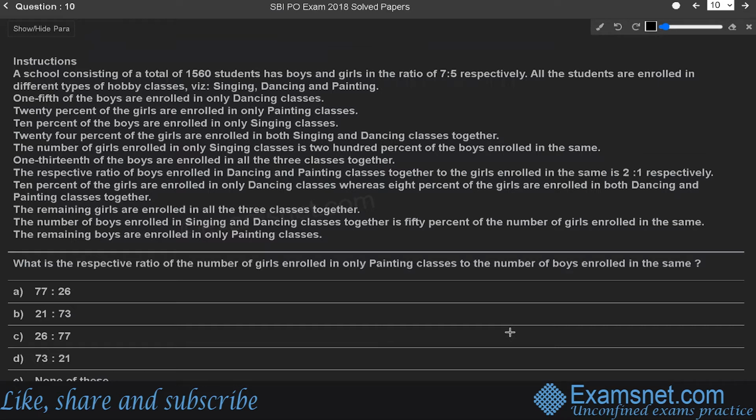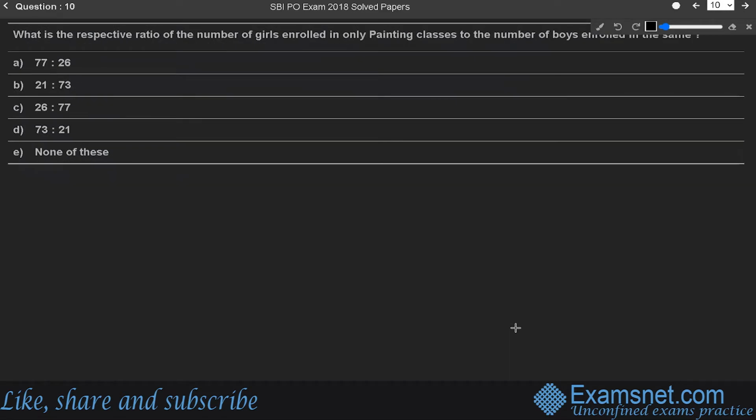It also has the same directions. Here the question is, what is the respective ratio of the number of girls enrolled in only painting classes to the number of boys enrolled in the same? We know that the number of girls enrolled in only painting classes is 130 and the number of boys enrolled in only painting classes is 385. So the required ratio will be 130 is to 385, which equals 26 is to 77 on further cancelling. So the respective ratio is 26 is to 77. Hence option C is the correct option for this question.